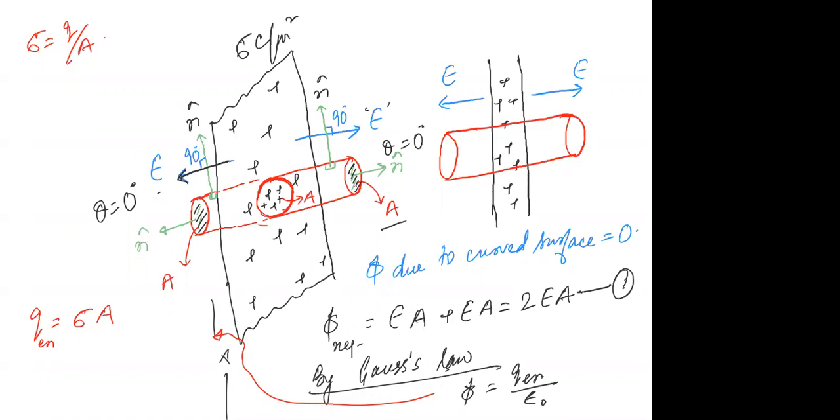So hence, by Gauss's law, we can simply write flux as equal to sigma multiplied by A divided by epsilon naught. I hope you have got this equation number 2. Did you understand both the equation 1 and 2? Yes, sir. Note this down. Then we'll write the final result.